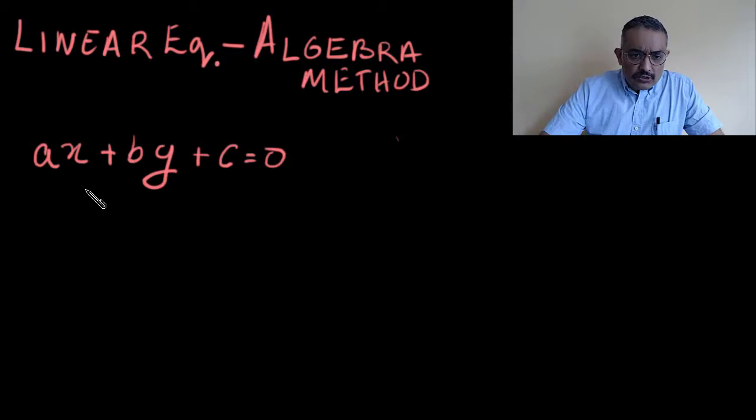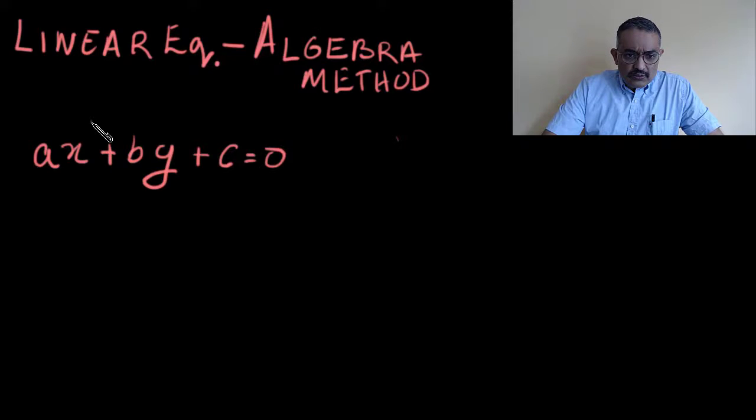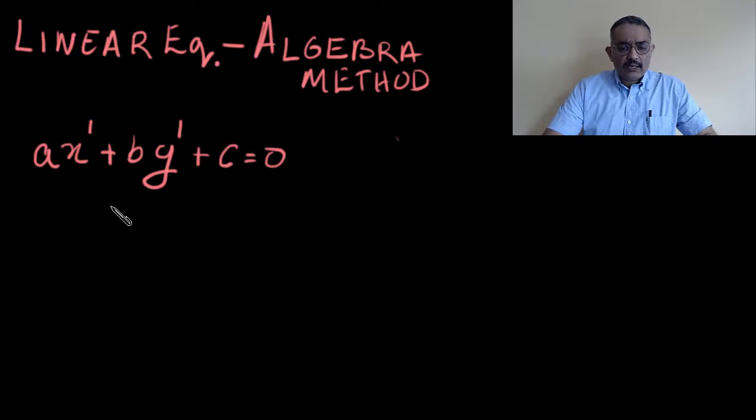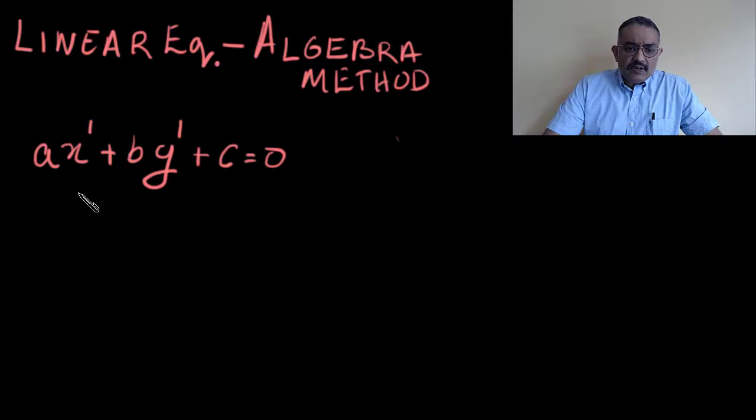Now the second point to remember is that the exponents of these variables x and y are 1. We are not dealing with x squared or y squared or x cubed or anything like that. This means that when we plot this equation on a graph, we are going to get a straight line. So that's the recap for you.